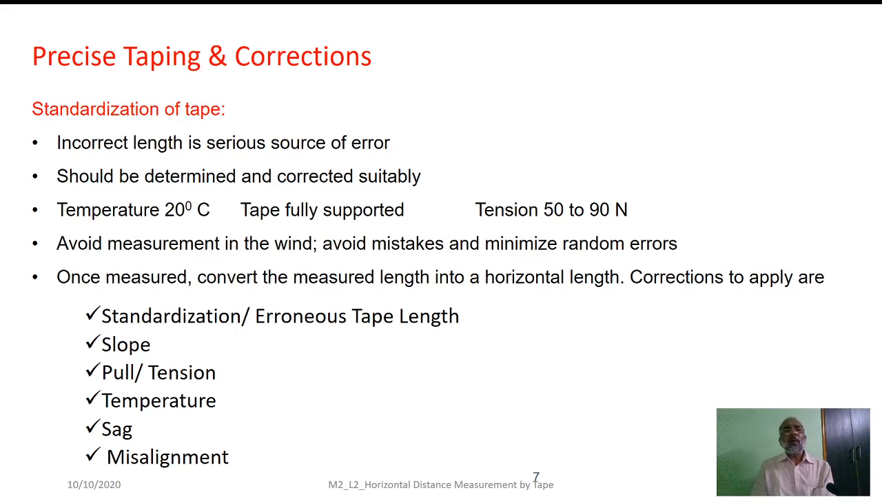So, the tape is usually standardized at a temperature of 20 degrees centigrade, or it can also be standardized at 27 degrees centigrade. It is expected to be fully supported for the length being measured. The tension being applied is in the range of 50 to 90 Newton, and under such circumstances it will give its designated length.